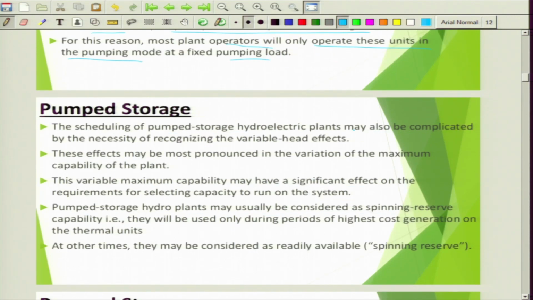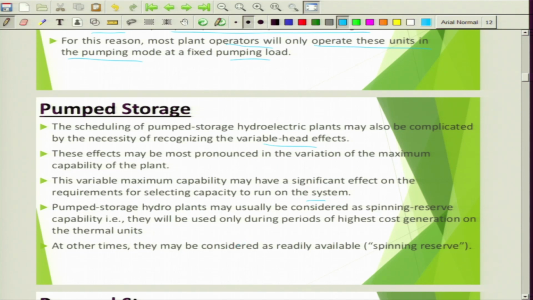The scheduling of pump storage hydroelectric plants may also be complicated by the necessity of recognizing the variable head effects that we have discussed. These effects may be most pronounced in the variation of the maximum capability of the plant. So it depends upon the maximum capacity of a plant to sustain this water inflow. This variable maximum capacity may have a significant effect on the requirements for selecting capacity to run on the system, and pump storage hydro plants may usually be considered as spinning reserve capability.